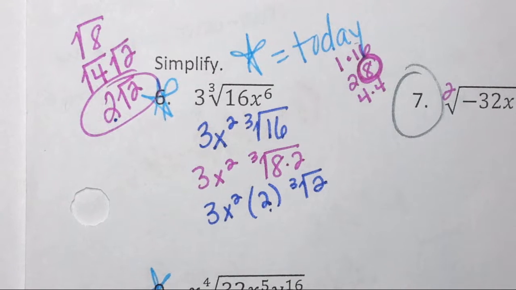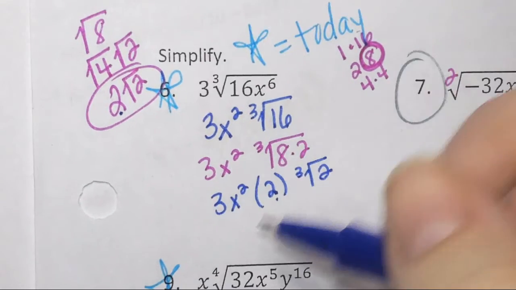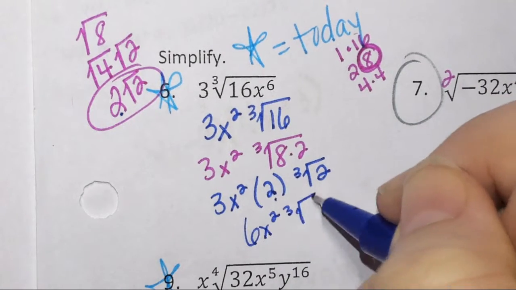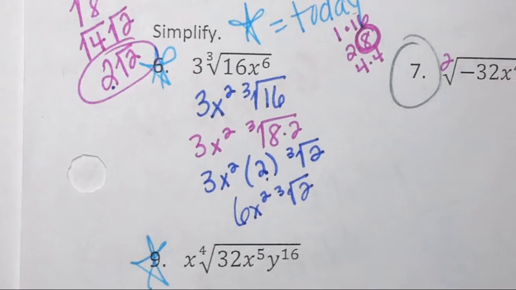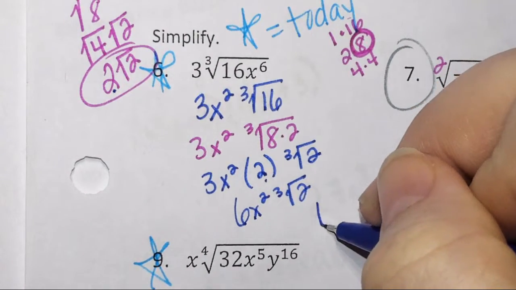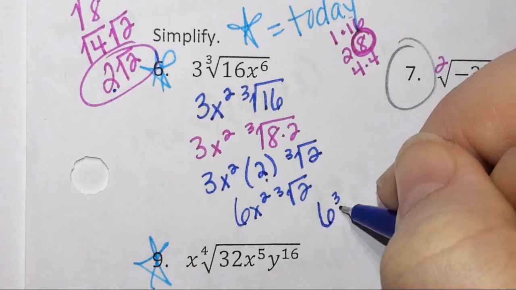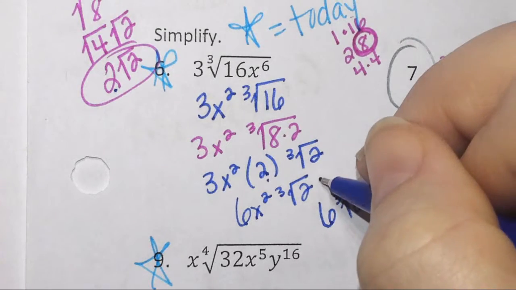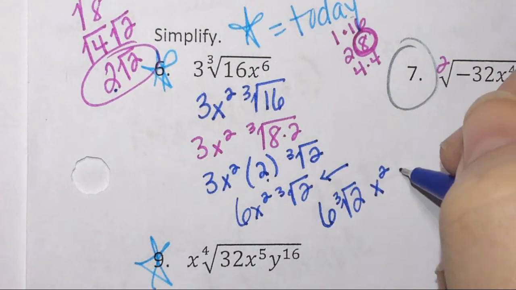Okay, well, last but not least, I know 3 times 2 is 6. So my final answer is 6x squared, cube root of 2. And you can write this like that, or if you want to put the x squared at the end, you can. So the 6, cube root of 2, and then the x squared at the end. Either way is okay. So this one's good, or this one's good.